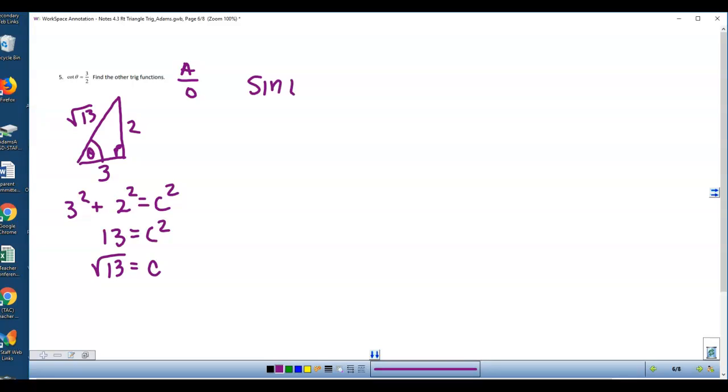So sine of theta, remember sine is opposite over hypotenuse, so the side opposite over the hypotenuse is 2 over root 13. We know we don't leave root 13 on the bottom, so we rationalize. Square root of 13 times on the bottom and the top. And so that leaves me with 2 root 13 over 13.